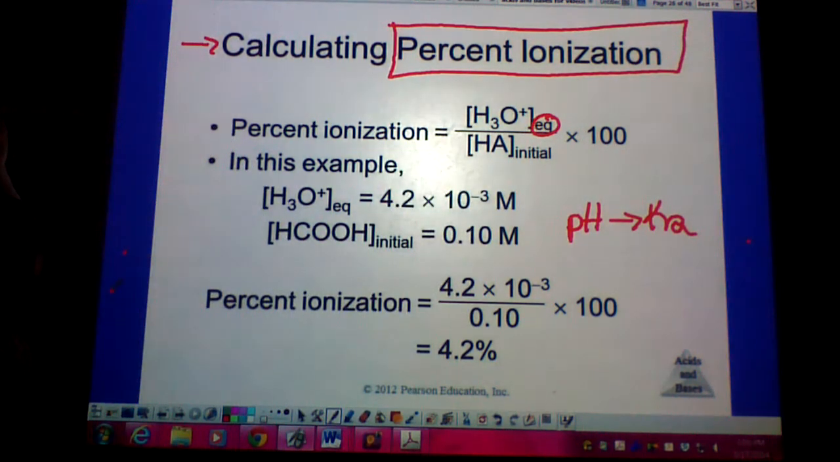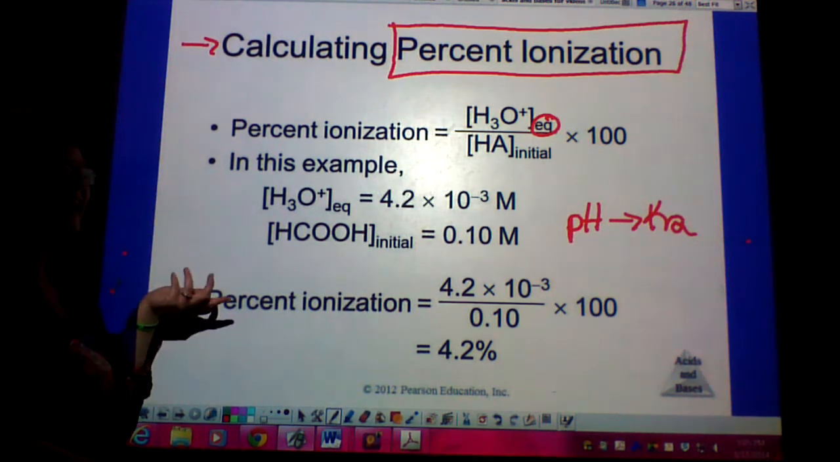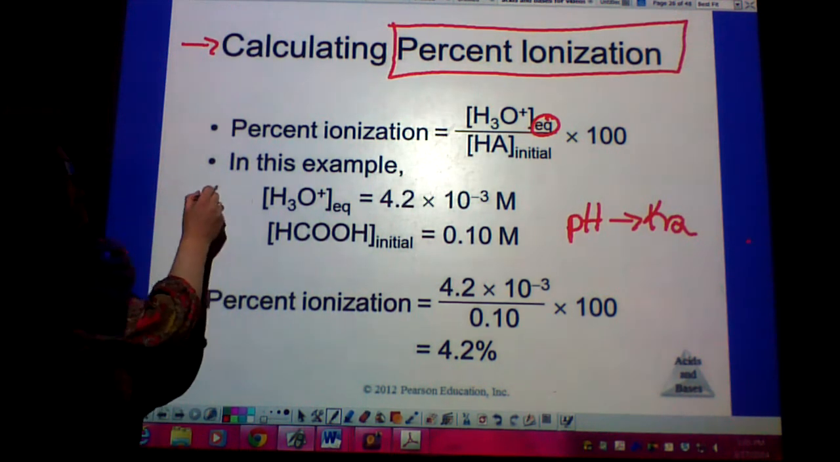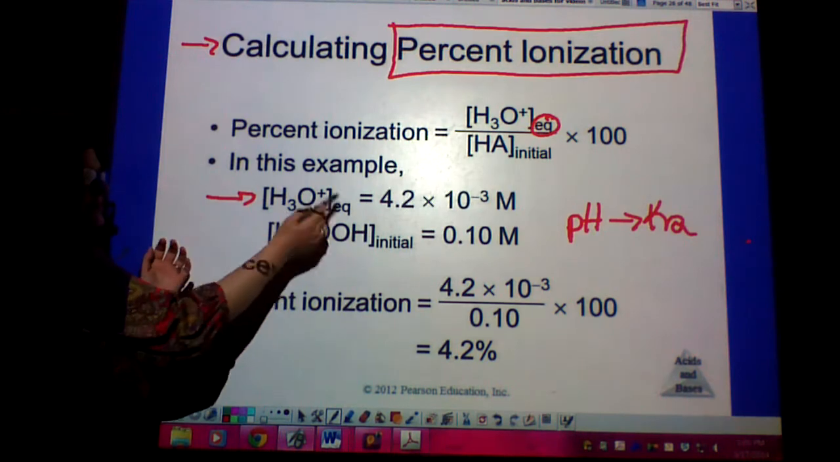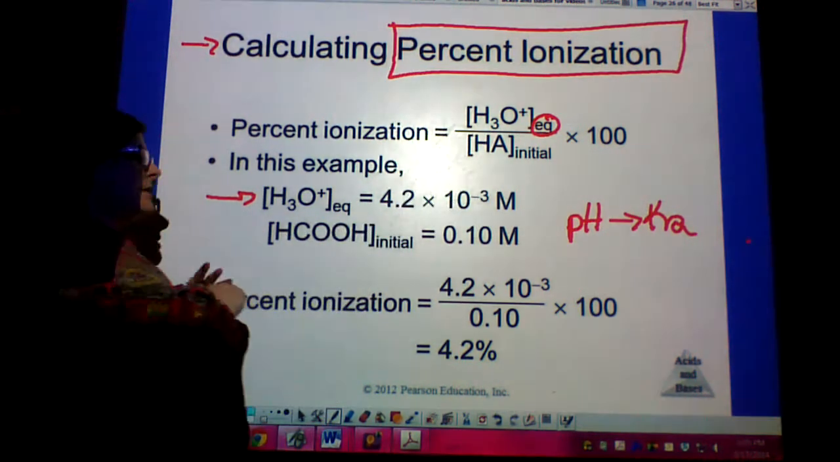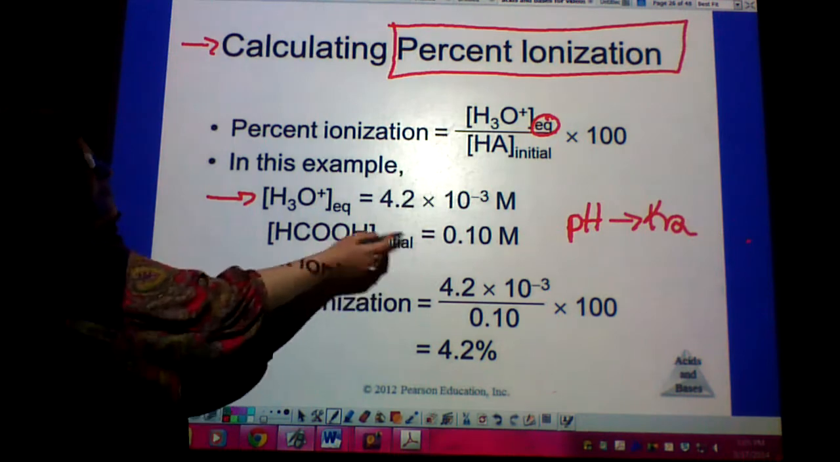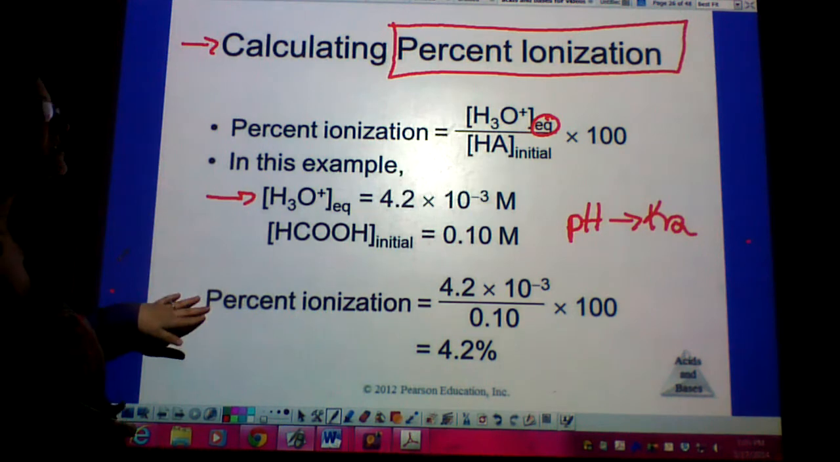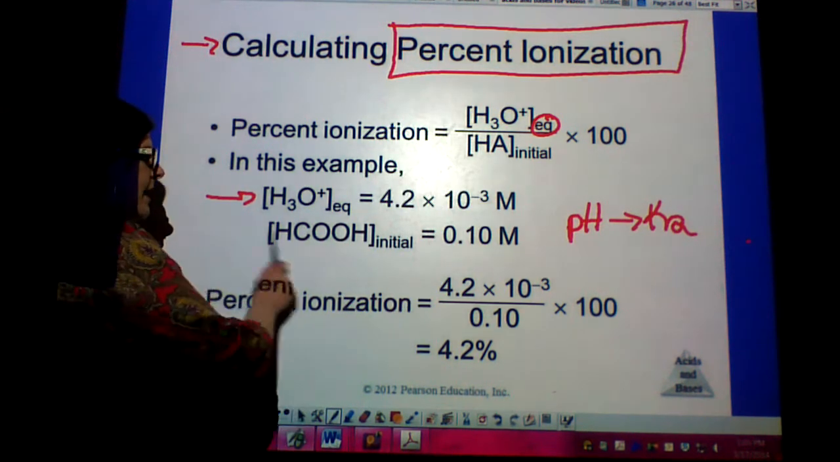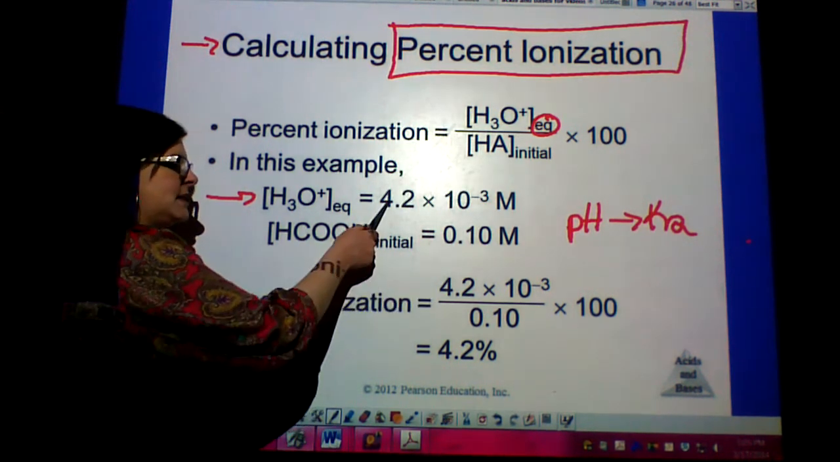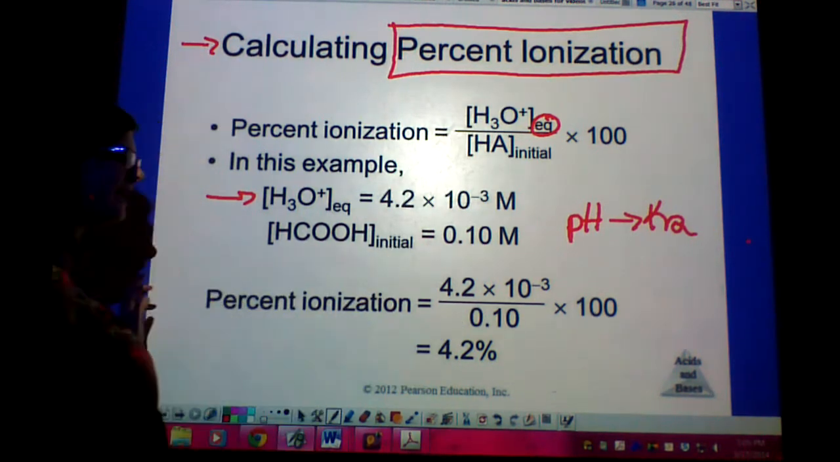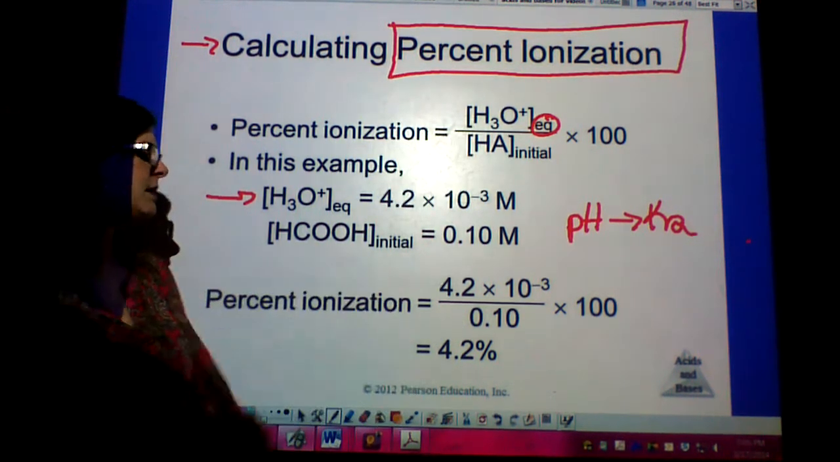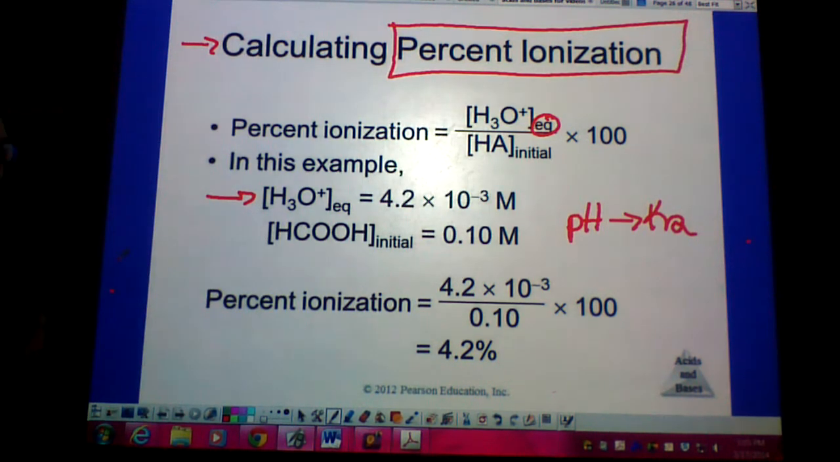In the last video, we used formic acid, and we looked at how formic acid was dissociating. We calculated that the hydronium concentration is 4.2 times 10 to the negative third molar, and we know that initially we started off with 0.1 molar of formic acid. So to find percent ionization, I take my hydronium concentration at equilibrium divided by the initial concentration of formic acid, 0.1, multiplied by 100, and I get 4.2%.